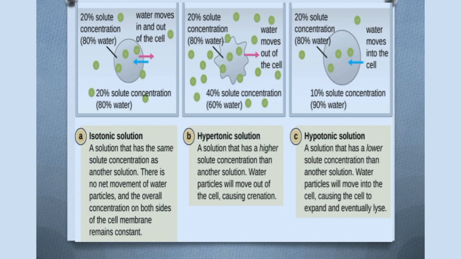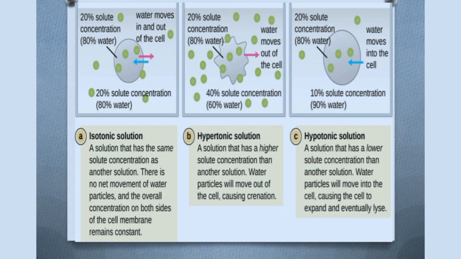Second type is hypertonic solution. A solution that has higher solute concentration than another solution. So water particles will move out of the cell causing crenation or shrinking. See in figure, inside the cell there is 20% solute and 80% water, while its surrounding consists of 60% water and 40% solute, meaning it is more concentrated as compared to the cell. So water will move outside the cell. As a result, cells will shrink or their size will reduce because water molecules will move outside the cell.